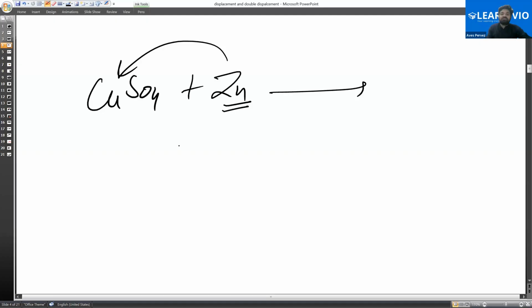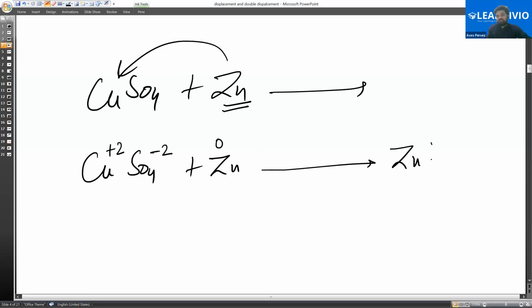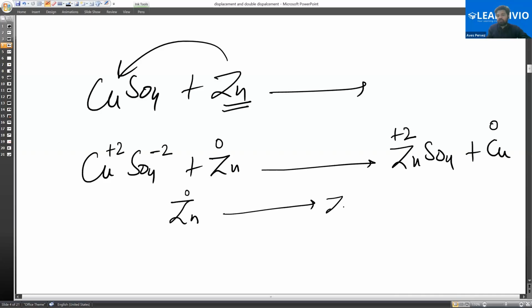Now what happened here, just listen to the concept. There copper is having a +2 charge and the sulfate ion is having a -2 charge, and zinc is having no charge because zinc is in elemental form. It is in the strip. Zinc is having 0 charge. But when it forms zinc sulfate, ZnSO4, plus Cu, then zinc will have a +2 charge and copper will now have 0 charge. If you see the individual, what is happening here is that zinc, which is having 0 charge, is going to Zn2+.